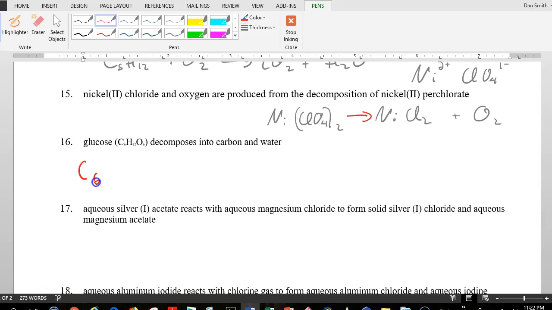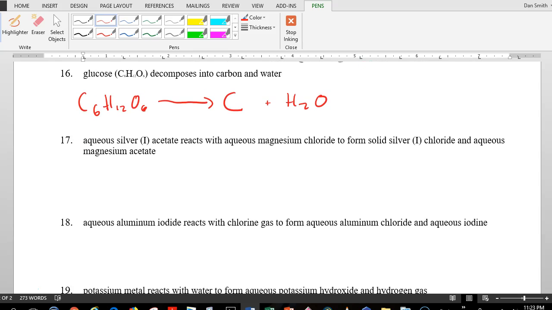Glucose, C6H12O6 decomposes into carbon and water. Carbon is not a diatomic. It is not listed as such.